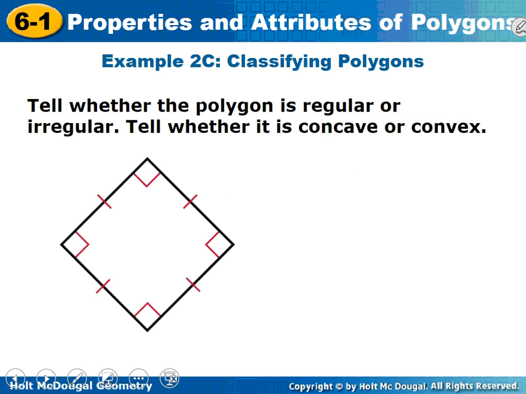Okay. All right, Michael, regular or irregular? Regular. It is equilateral. It is equiangular. Angelina, concave or convex? Convex. Very good. It is not caving in on itself anywhere. So this would be regular, convex. What kind of shape is this? It's a square because it has 4 right angles, 4 equal sides. So it is a square.